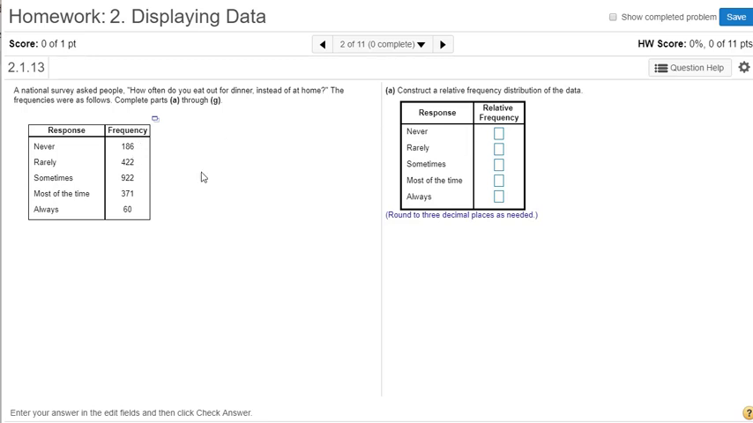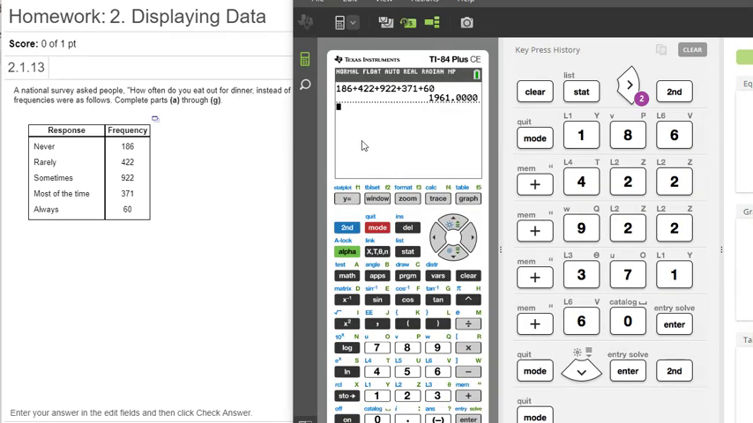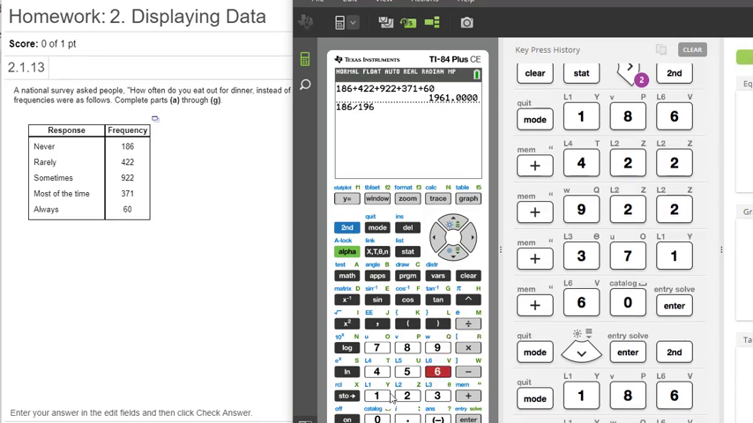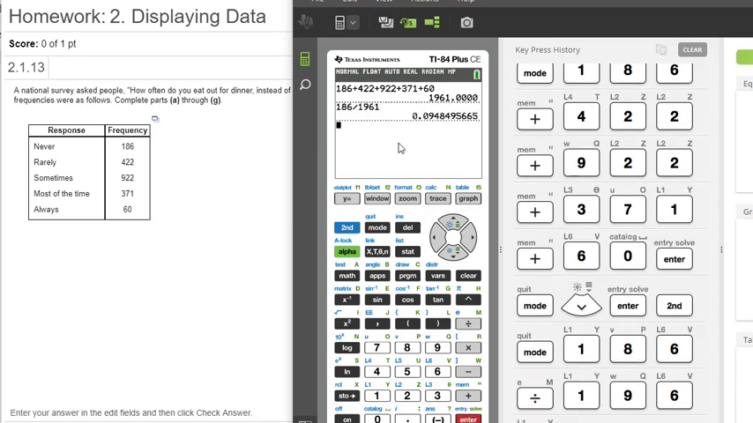So to find that relative frequency, we're basically looking for the percent, but really not percent, just the decimal, the ratio for each of these. So add up all of these values, and you're going to get 1961. And so now we're just going to divide each of these. So you're going to say 186 divided by 1961. And we get 0.0948, yada, yada, yada.